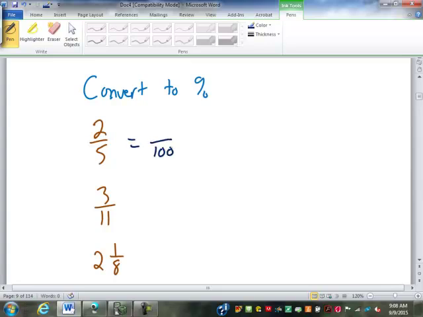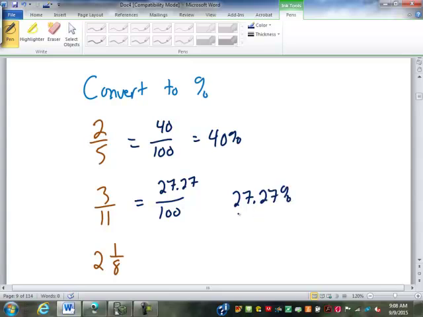So 2/5 is going to be how much out of 100? 2 times 100 is 200 divided by 5 is 40 out of 100, or 40%. 3/11ths. 3 times 100 is 300 divided by 11 is 27.2727, or 27.27%.